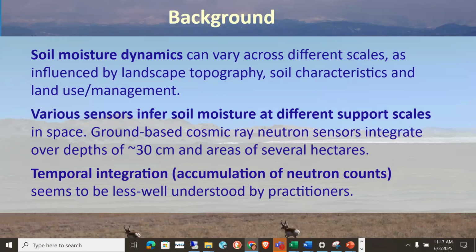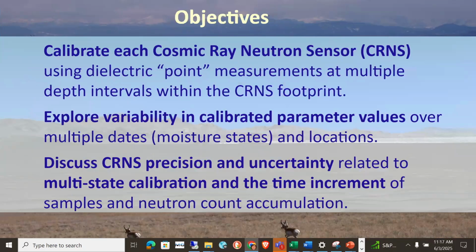The other issue that I'm not going to address fully, but want to touch on, is temporal integration. We talk about accumulating neutron counts with sensors. They're reported as a rate, but really it's an accumulation. So I'll talk about that a little bit.